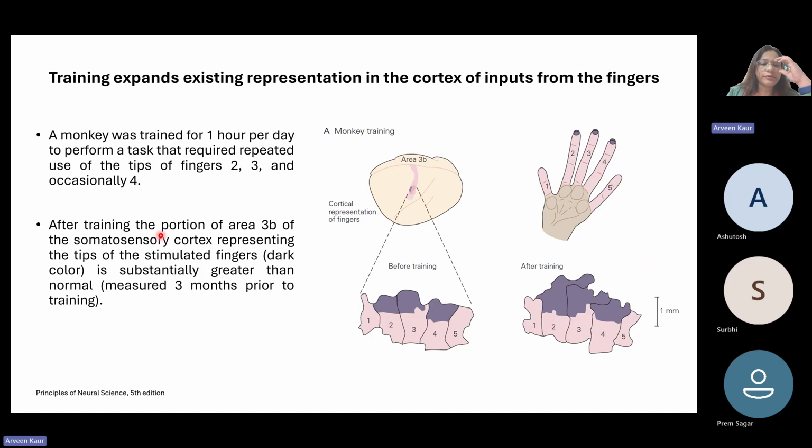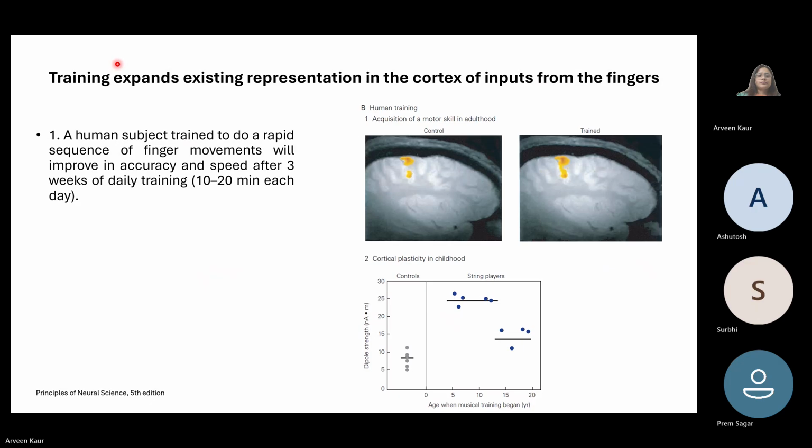After training, the portion of area 3B of the somatosensory cortex representing the tips of the stimulated fingers, which is in the dark color over here, is substantially greater than normal, which was measured 3 months prior to the training, right?